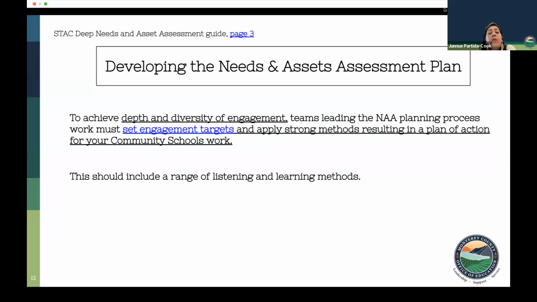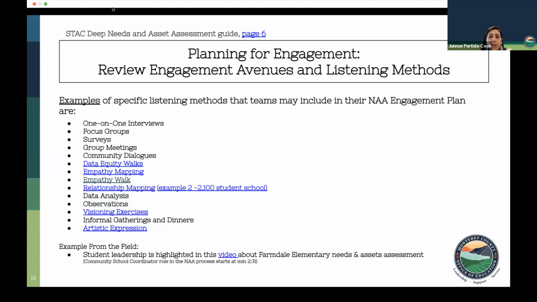And again, voices from the field will emphasize all these items as far as how they impacted their needs and assessment planning process. So again, this is a review of engagement avenues and listening methods. That's just a fancy way of saying things you can do in order to gather information from your LEA, from your parents, from your families, from your students, from your community members, like Junwei mentioned. And here are some examples. So things that you can do.